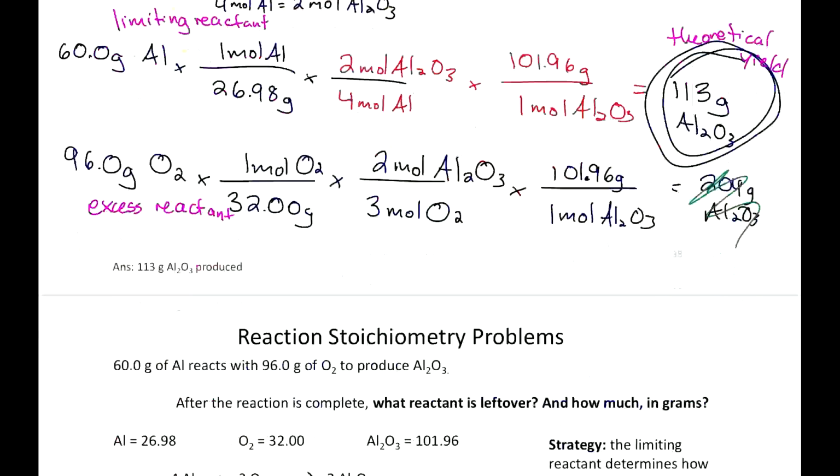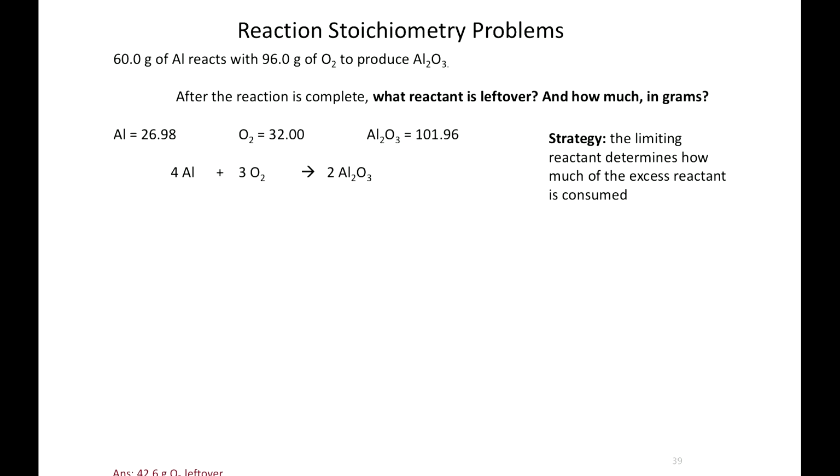So I've got 5 minutes so I can do one more question because I'm just building off the last one, all right? Because we can ask this question in the exam as well, and it's much harder. So let me read it. It's the same reaction. 60 grams of aluminum reacts with 96 grams of oxygen, but notice I'm not asking you what is the theoretical yield. I'm asking, after this reaction is complete, what reactant is left over and how much in grams, all right?